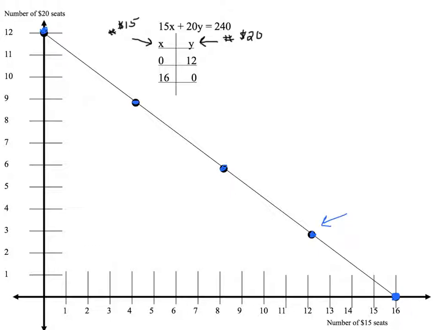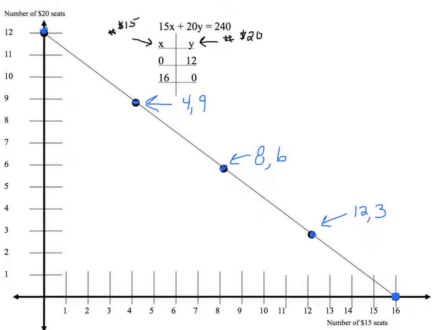This particular point is the point (12, 3). So 12 $15 seats and 3 $20 seats would work. This is the point (8, 6), so 8 $15 seats and 6 $20 seats would work. And this is the point (4, 9). So 4 $15 seats and 9 $20 seats would work as well.